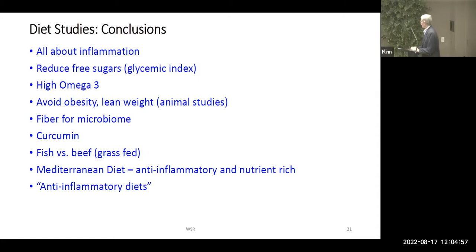The Mediterranean diet has been shown to be anti-inflammatory and nutrient rich, and it is the only diet that has been shown to reduce cardiovascular events. There are a host of other anti-inflammatory diets out there because inflammation is now the buzzword. Everybody's talking about inflammation, and there are all sorts of anti-inflammatory diets, and some of them may be good. They need to be viewed over time to see which ones are really valid. But they're out there.